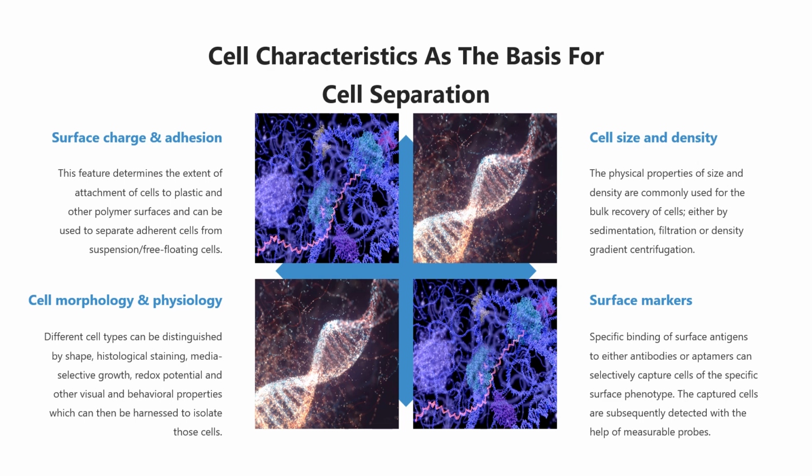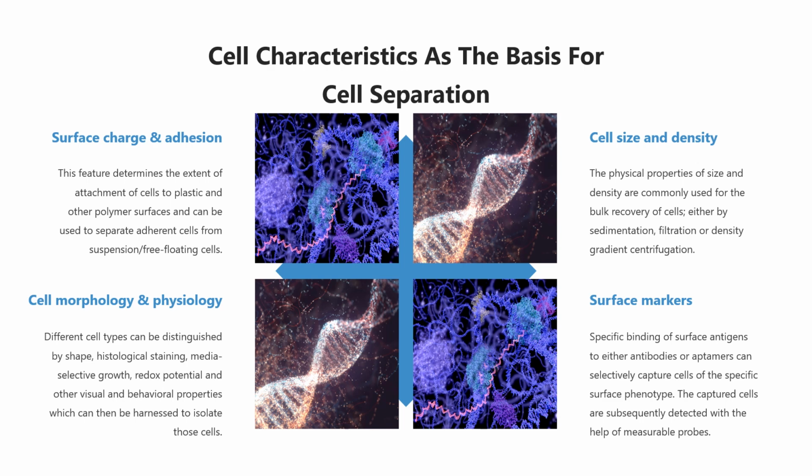Surface charge and adhesion. This feature determines the extent of attachment of cells to plastic and other polymer surfaces and can be used to separate adherent cells from suspension/free-floating cells. Cell size and density. The physical properties of size and density are commonly used for the bulk recovery of cells, either by sedimentation, filtration, or density gradient centrifugation. Cell morphology and physiology. Different cell types can be distinguished by shape, histological staining, media selective growth, redox potential, and other visual and behavioral properties which can then be harnessed to isolate those cells.